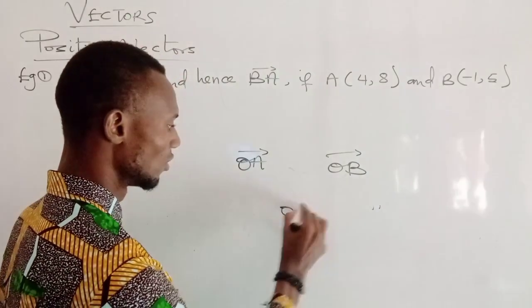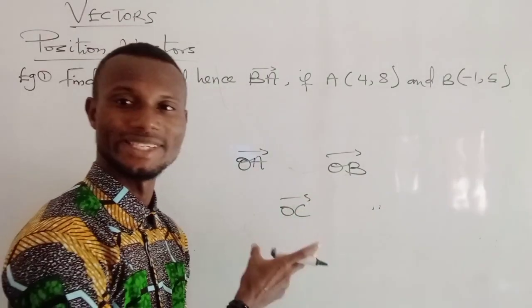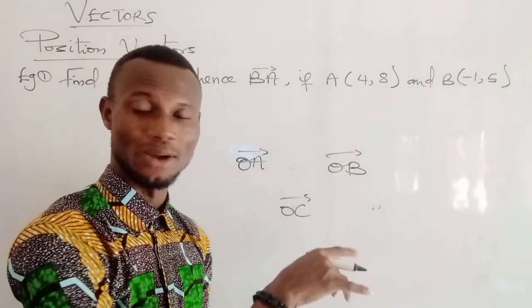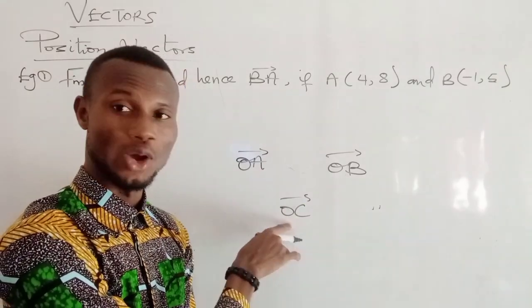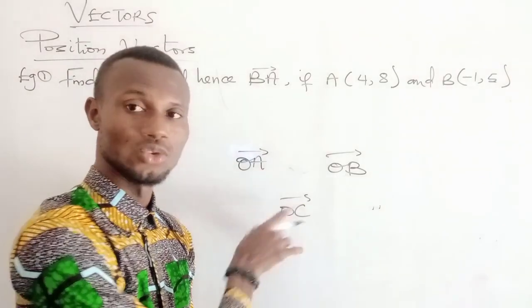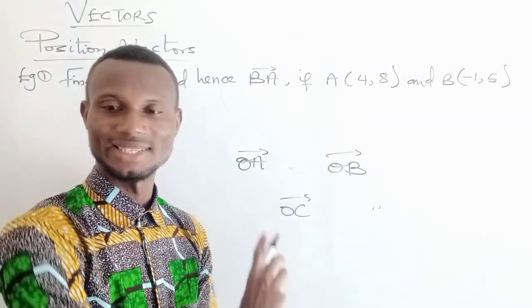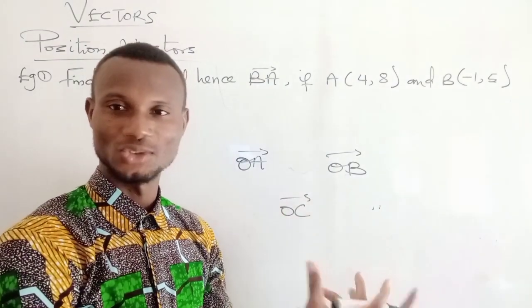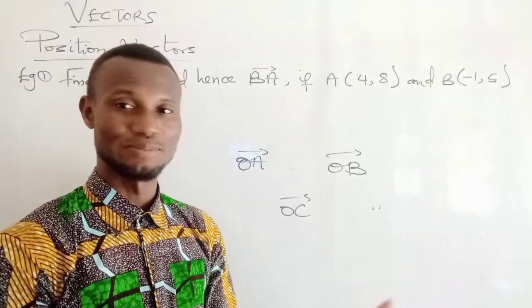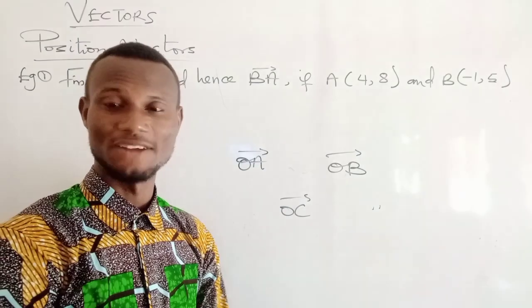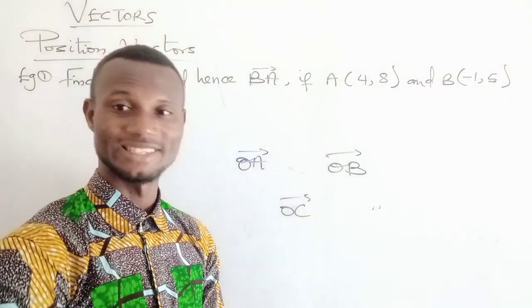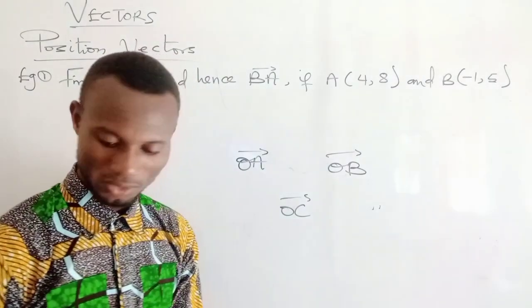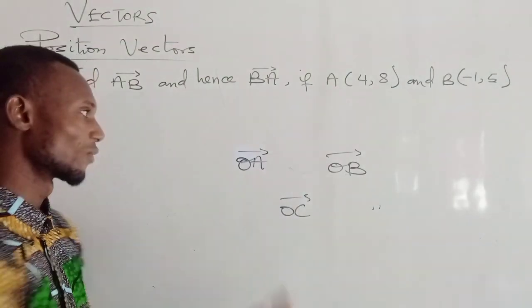Again, if I have OC on the board, OC is also a position vector. Why? Because we are starting from the origin O. So we are moving from O to C. So OC is a position vector. Again, a position vector simply refers to a vector which starts from the origin. So that's a position vector. Let me clean this so that we can go ahead.